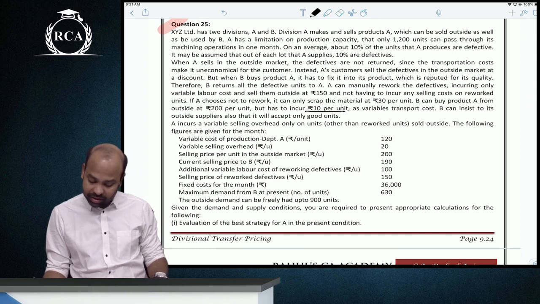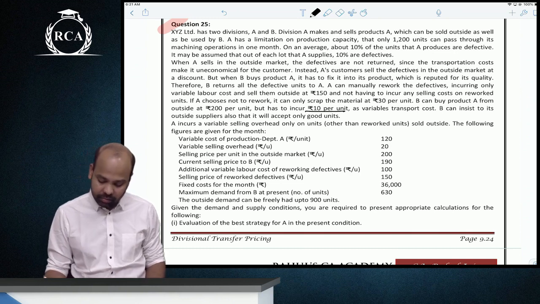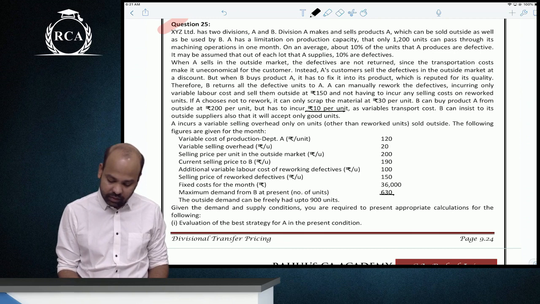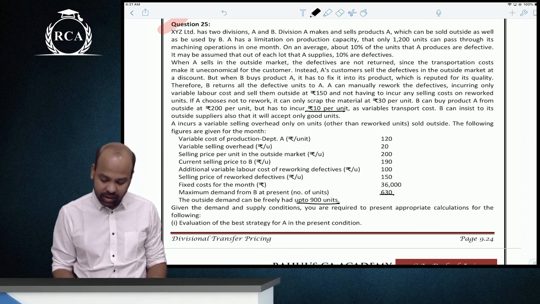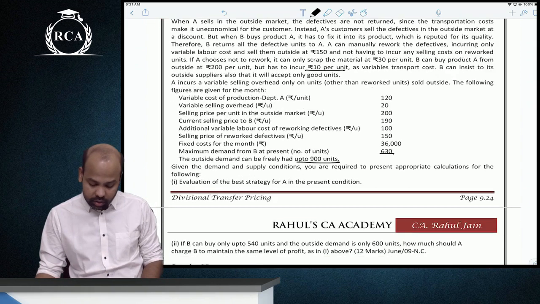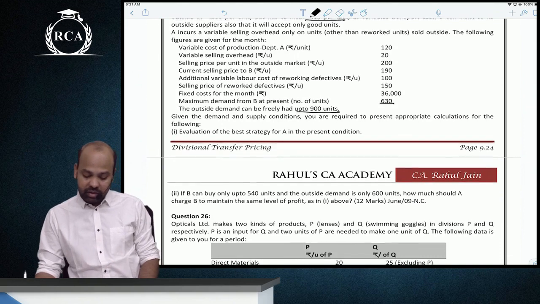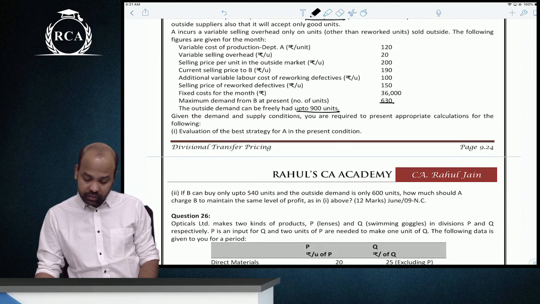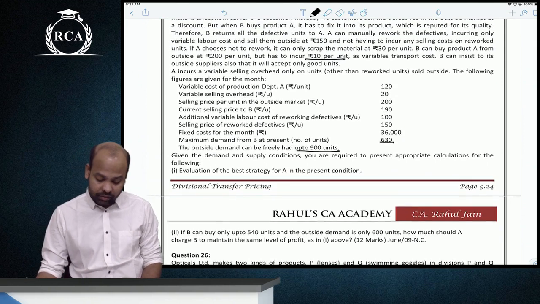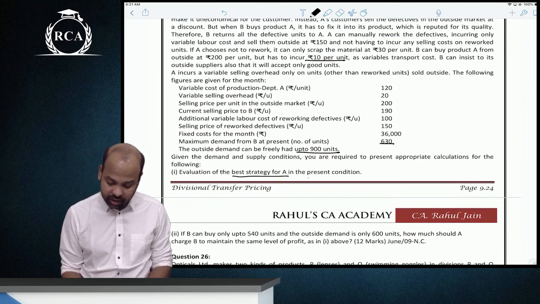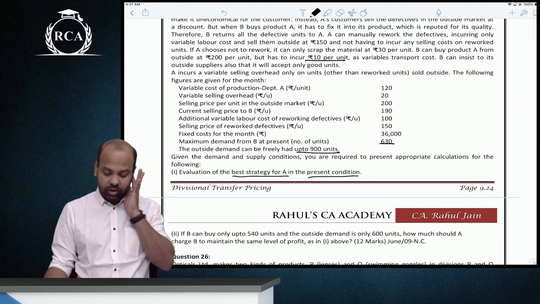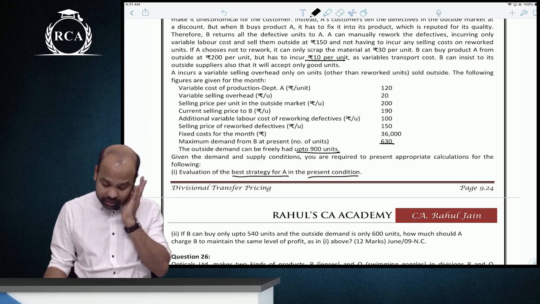Fixed cost for the month are 36,000. Maximum demand from B at present is 630 units. The outside demand can be freely had up to 900 units. Given the demand and supply conditions, you're required to present appropriate calculations for the following. Evaluation of the best strategy for A in the present condition.